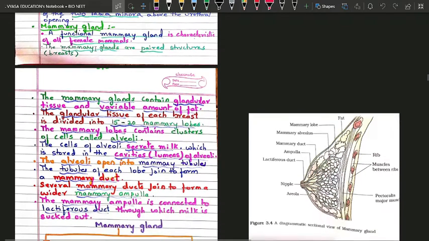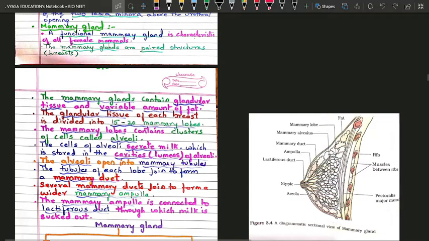Next is mammary glands. A functional mammary gland is characteristic of all female mammals. Whenever mammals are considered, the main characteristic feature is the mammary glands. The mammary glands are paired structures. They are also called breasts. They are paired, two, one on either side of the chest.